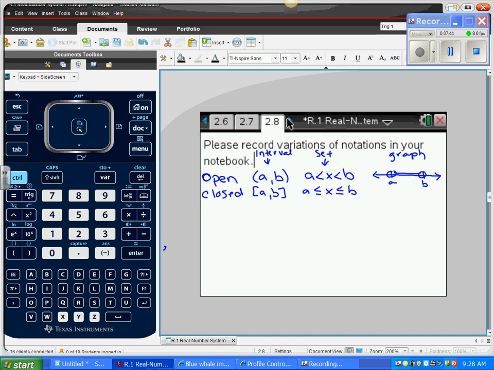You're going to use your less than or equal to. And then closed. Okay. Half open. (a, b]. So notice what's going with what here. That less than goes with the a and the less than or equal to with the b.